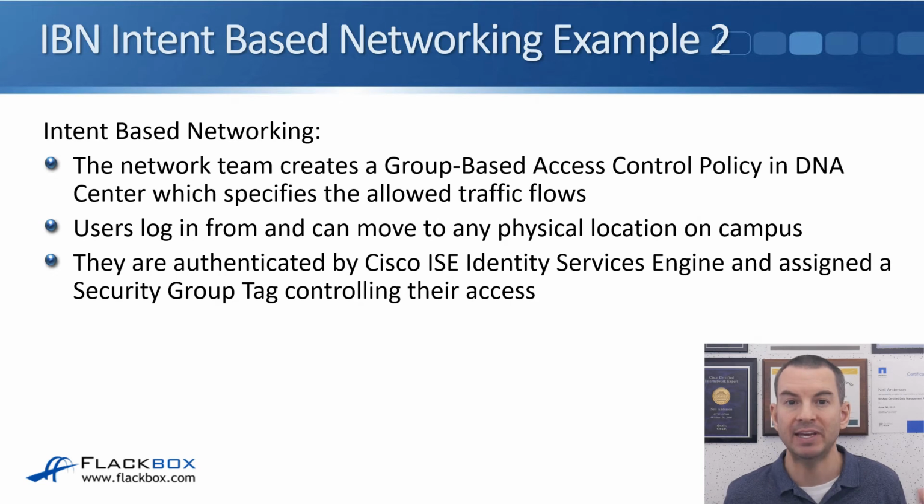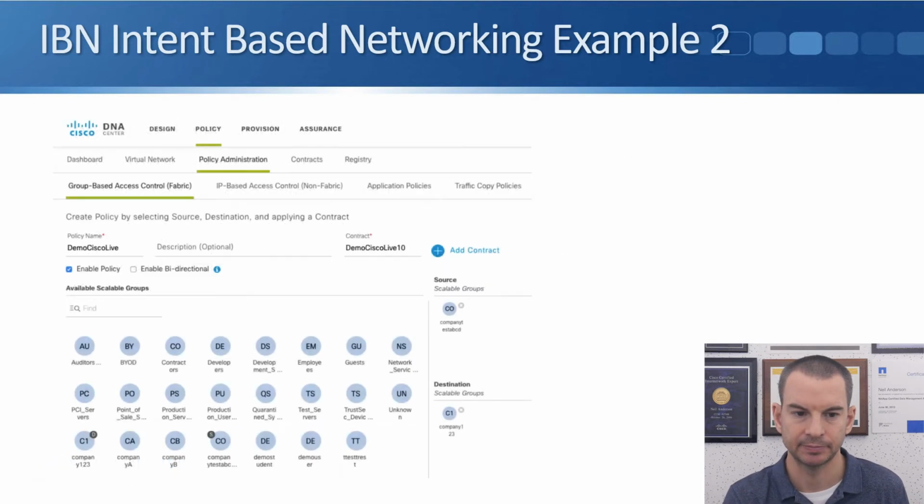When we do this with DNA Center now using intent-based networking, the network team creates a group-based access control policy in DNA Center, which specifies the allowed traffic flows. Users log in from and can move to any physical location on campus, so they're no longer tied to a physical port on a switch. The users are authenticated by Cisco ISE, that's the Identity Services Engine, and assigned a security group tag which controls their access. So this moves away from being based on the physical port to being based on who the user is, and the user can move anywhere within the campus.